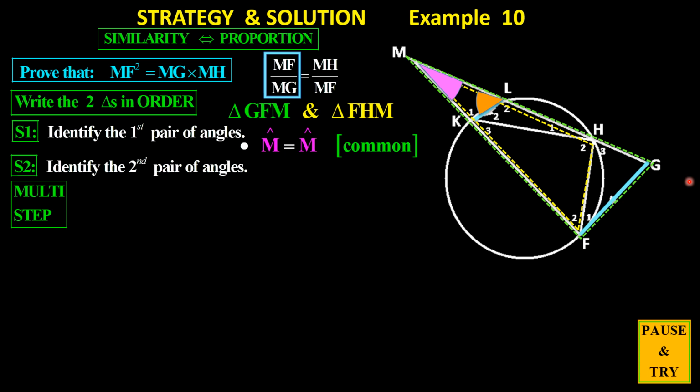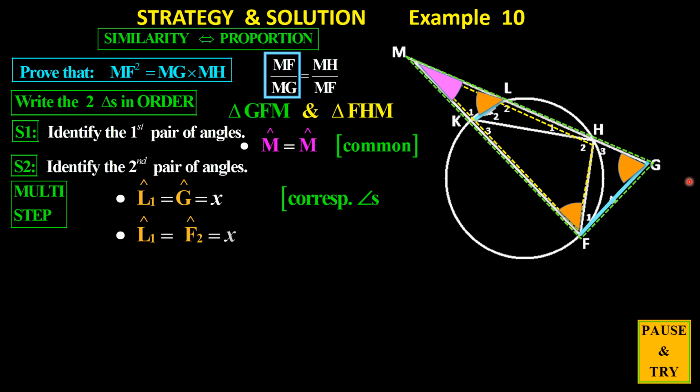And L1 will be equal to which angle? That's correct, equal to G, because L1 is equal to G, the corresponding angles, the lines are parallel. Okay. Now, what else do we have? We have a cyclic quad, and L1 is the exterior angle of that cyclic quad. So L1 is equal to F2, and that's the exterior angle of the cyclic quad.